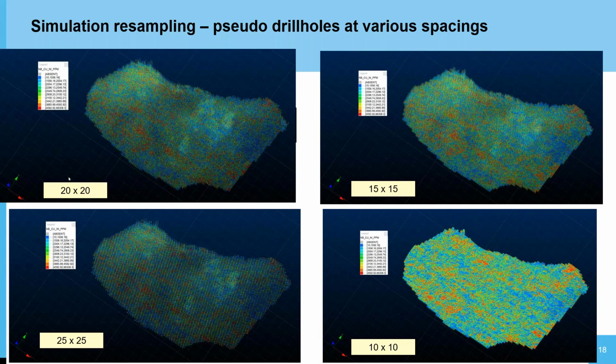So 10 by 10 drilling, 15 by 15, 20 by 20, and 25 by 25. So each of these is effectively a set of pseudo simulated drill hole data, which we can then use to generate ordinary Kriging models, which we can then use to compare back to the original truth or simulation.